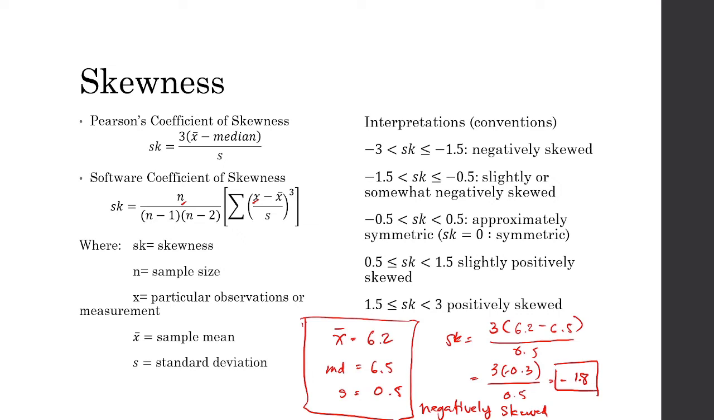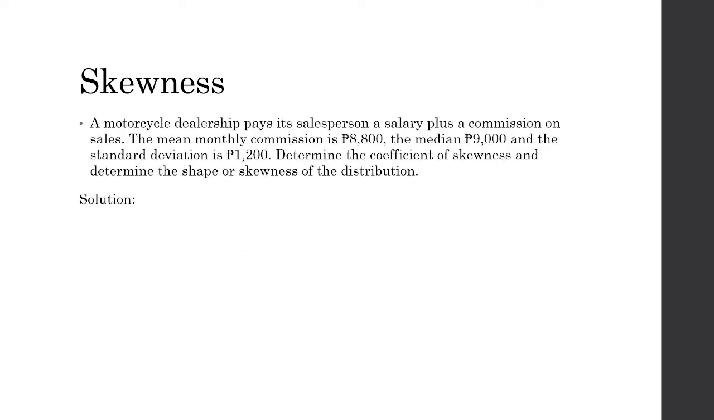So other additional information regarding the shapes of distribution is we have this example. May example pala tayo. Okay. So, pakita lang natin or gawin lang natin to. Let's compute for the skewness. A motorcycle dealership pays its salesperson a salary plus commission on sales. The mean monthly commission is 8,800 with a median of 9,000 and the standard deviation of 1,200. Determine the coefficient of skewness and determine the shape or the skewness of the distribution.